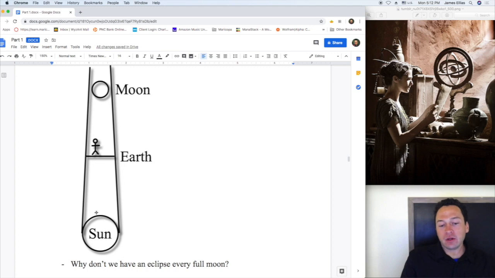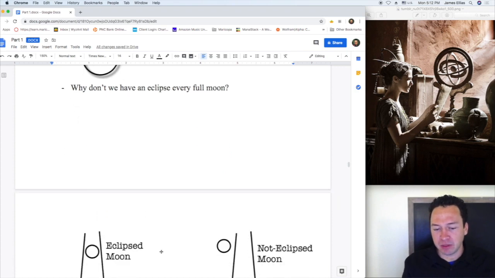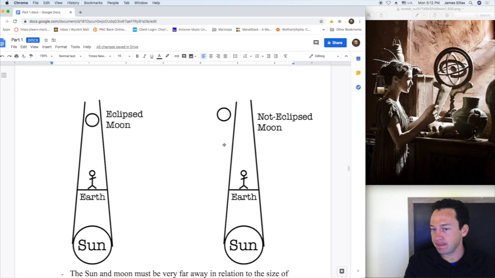So the sun is shooting its rays out, and right now it's a full moon, right? So the sun and the moon have to be in opposition. But maybe the earth is blocking the moon from the sun's light. Okay. Now, this leads us to a question. Why don't we have an eclipse during every full moon? Well, there's a way to explain that too, okay? So here's what might be going on.